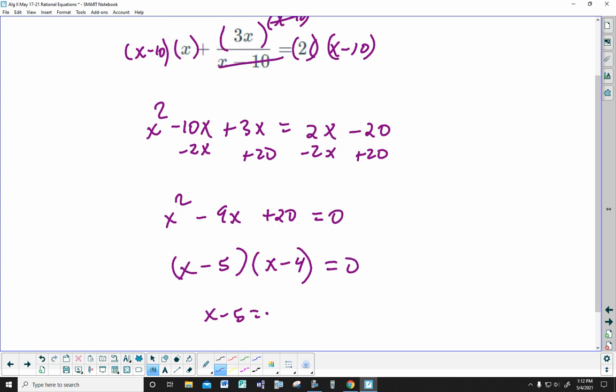And because it's set equal to 0, you're just going to set both of these equal to 0. Add the 5 over. Add the 4 over. And then look at your denominator and make sure that it's not going to make the denominator equal to 0 by filling either one of those numbers in. And it won't. So those are your two answers.